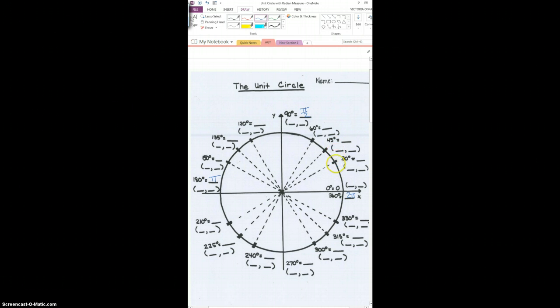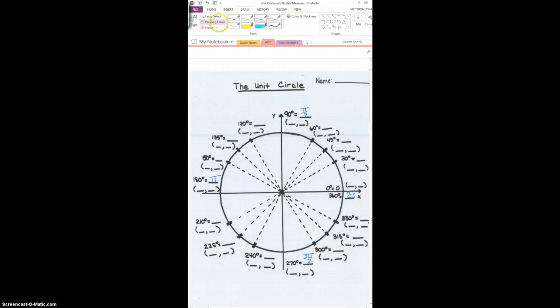So now using this, we know that 90 is 1 pi over 2. 180 would be 2 pi over 2, which reduces to pi. And 270 would then be 3 pi over 2. So we have the quadrantal angles filled in.